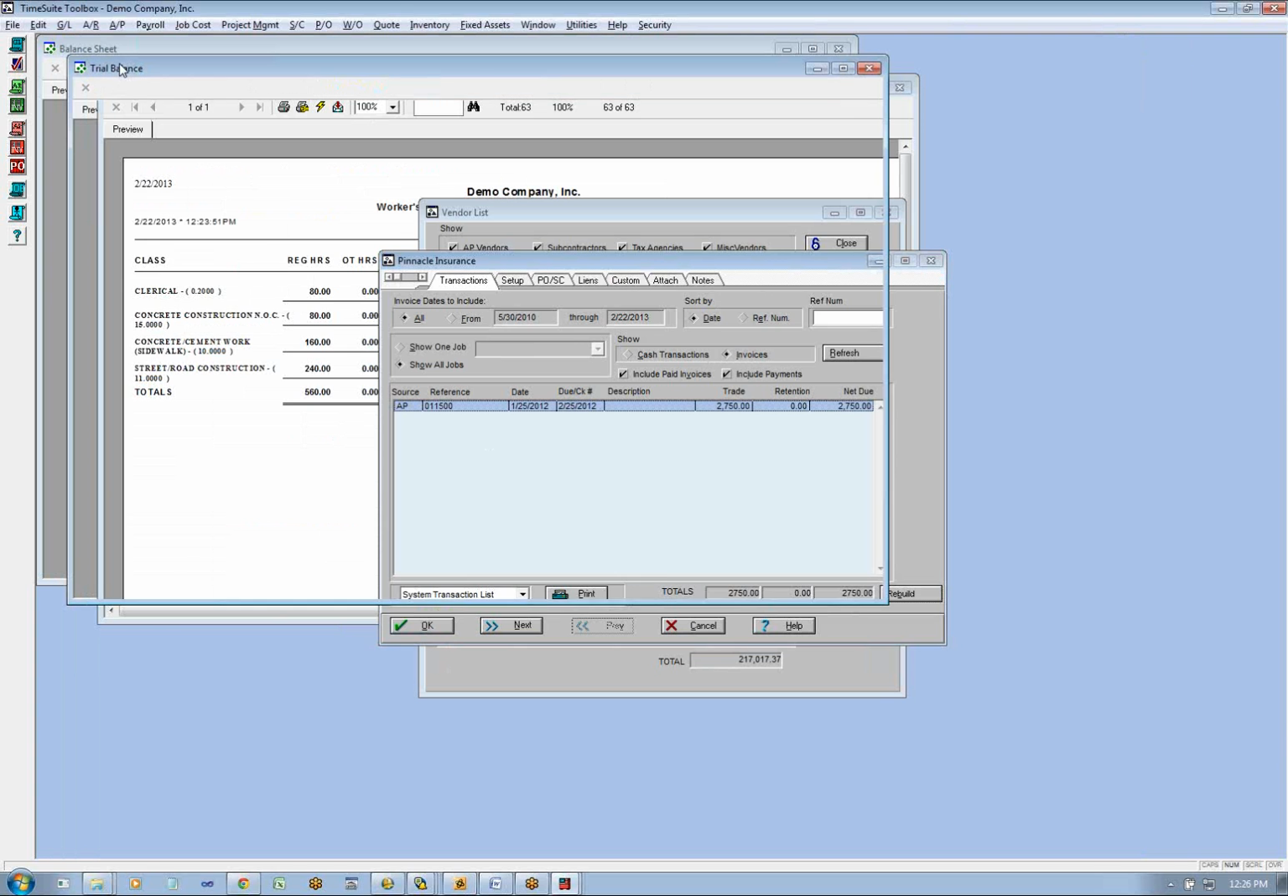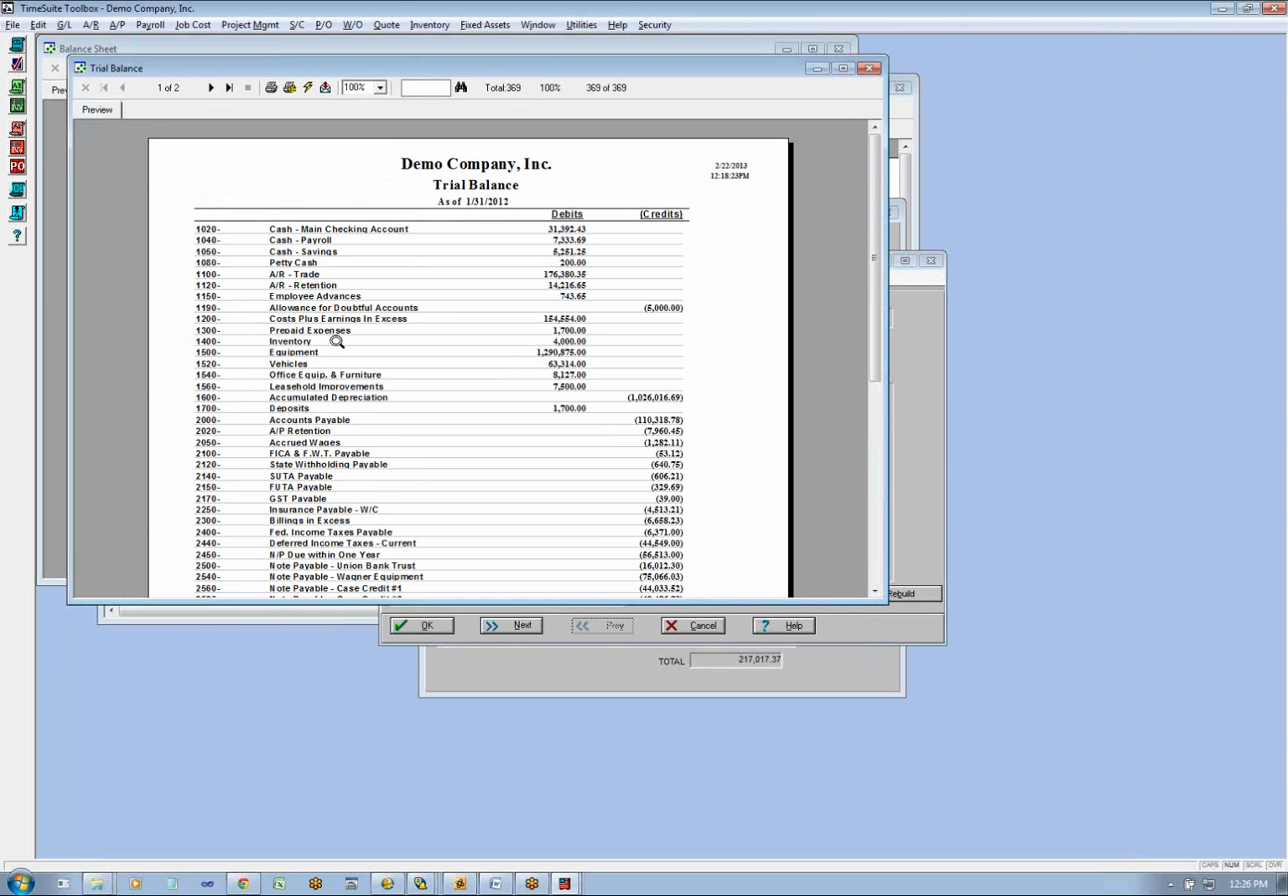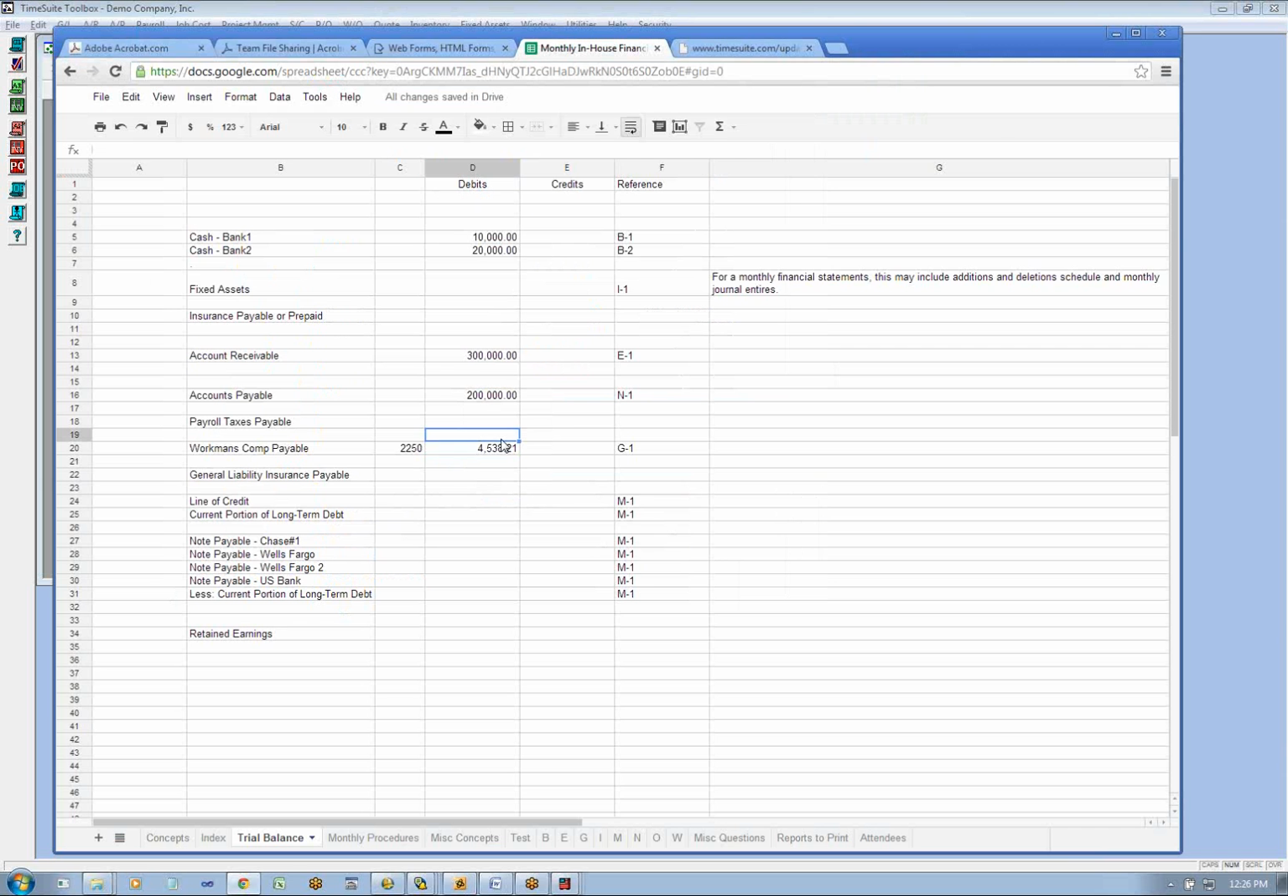But let's look at the trial balance. Let's see what it does say. And it says prepaid $1,700. We're really looking for the workman's comp here, $45.13.21. So it was $45.13.21. Okay, so that was perfect, right? So that's what we ended up owing. If there was a difference in an adjustment, maybe it was a small adjustment, we would do that.